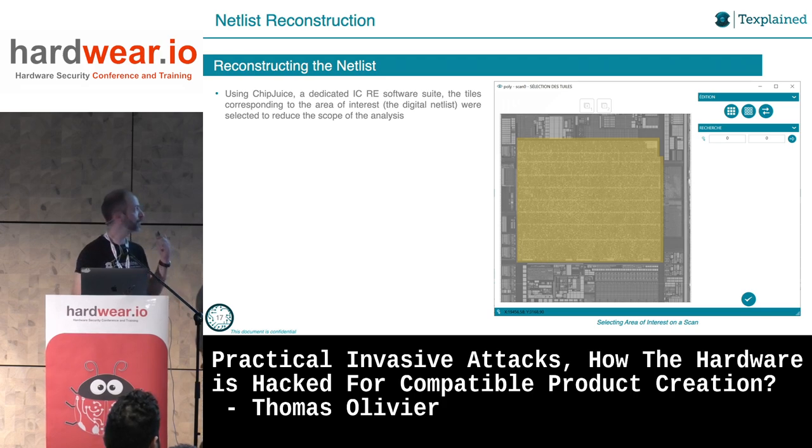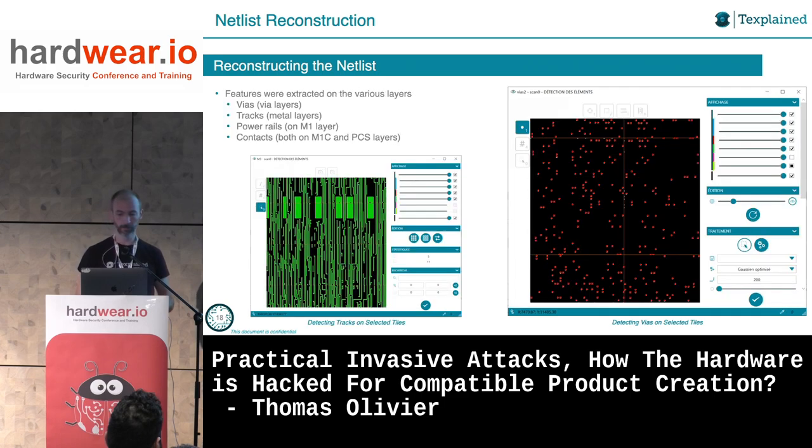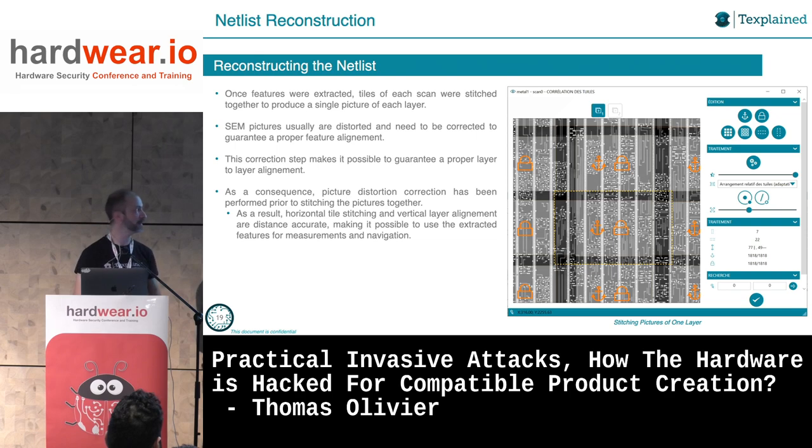And this ChipJuice, you can basically select an area of interest for each of your scans in the SEM. A scan for this chip was about 15,000 pictures per layer, to give you an idea. And then from this, we extracted the features: tracks, vias, standard cells, power rails, I mean, you name it, the features that are on the IC.